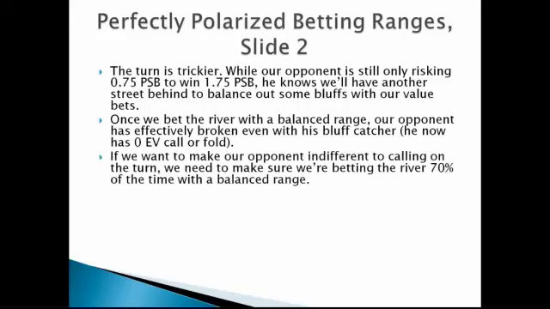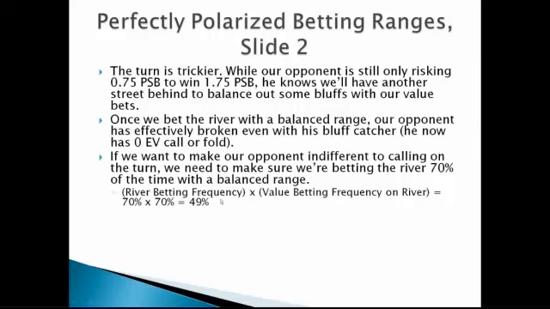If we want to make our opponent indifferent to calling on the turn, we need to make sure we're betting the river 70% of the time with a balanced range. So remember, our opponent is risking 0.75 pot size bets to win 1.75 pot size bets, and as we saw on the previous slide, he only needs to win 30% of the time to justify a call. Since he needs to win 30% of the time, we need to make sure we're betting the river 70% of the time to keep him indifferent to calling on the turn, because once we bet the river, he's essentially already lost. River betting frequency times value betting frequency on the river is 70% times 70%, which equals 49%.